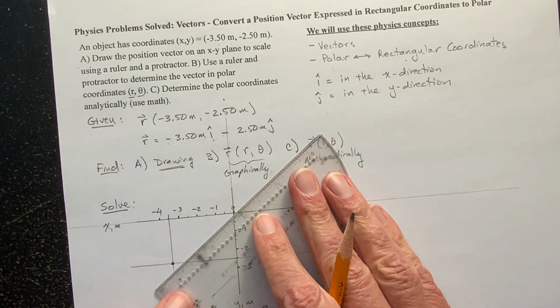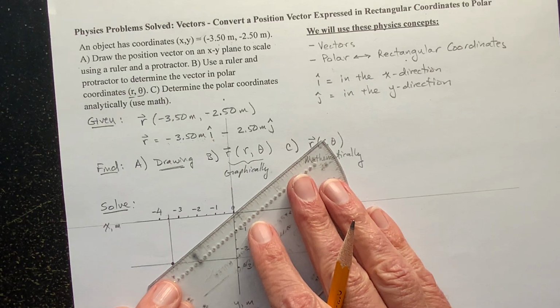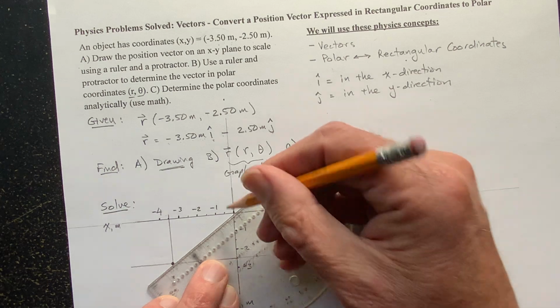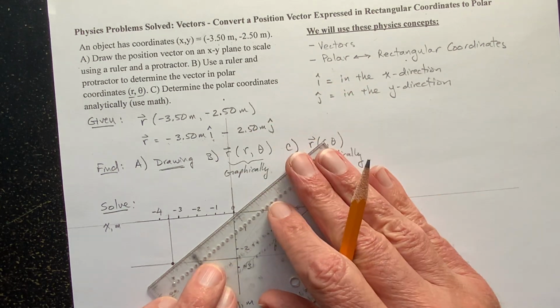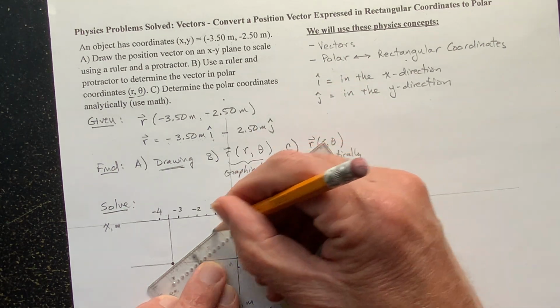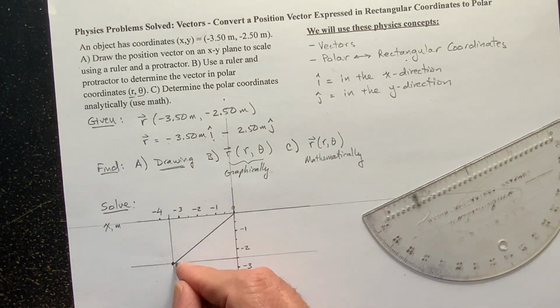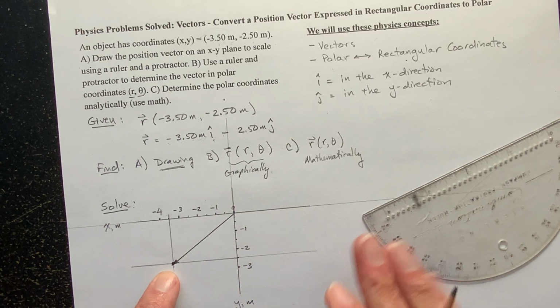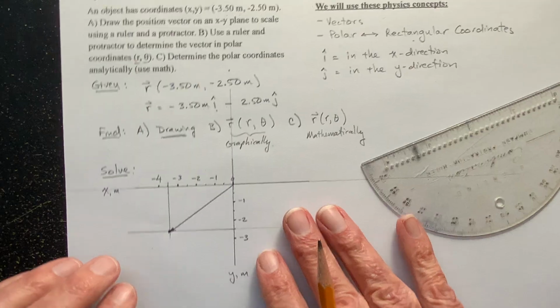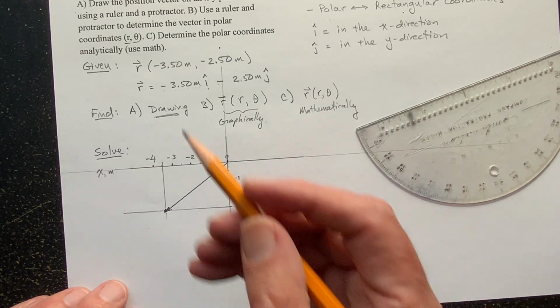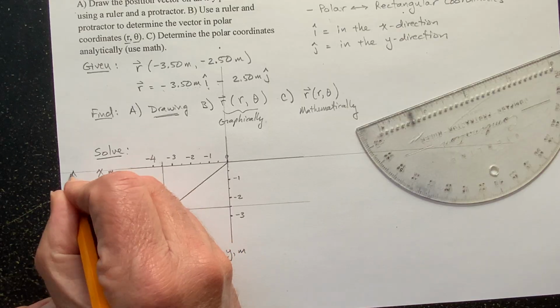So let's draw our position vector in 2 dimensions. We usually call it R. I mean, you can call it anything you want, but it's very common to see it expressed as R. And remember, vectors have arrows on them. So this is the position on the XY plane, drawn graphically. Okay, so now I've done part A. This was all for part A.